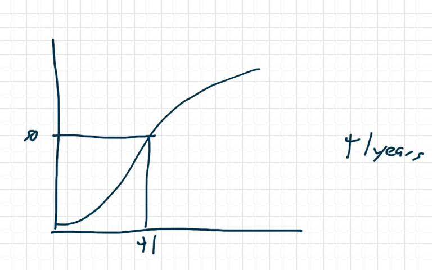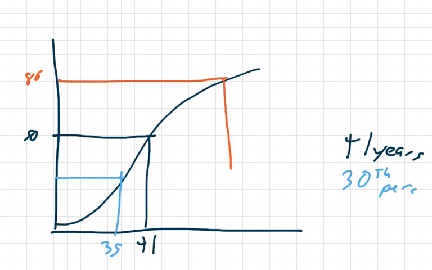For part B, I start at 35, I go up, and then I go over until I get the percentile. That looked like it was the 30th percentile. I'll give you a moment to try this again with the 80th percentile. For the 80th percentile, you go over and then as straight down as you can, and to me, it looks like it's at about 52 years.